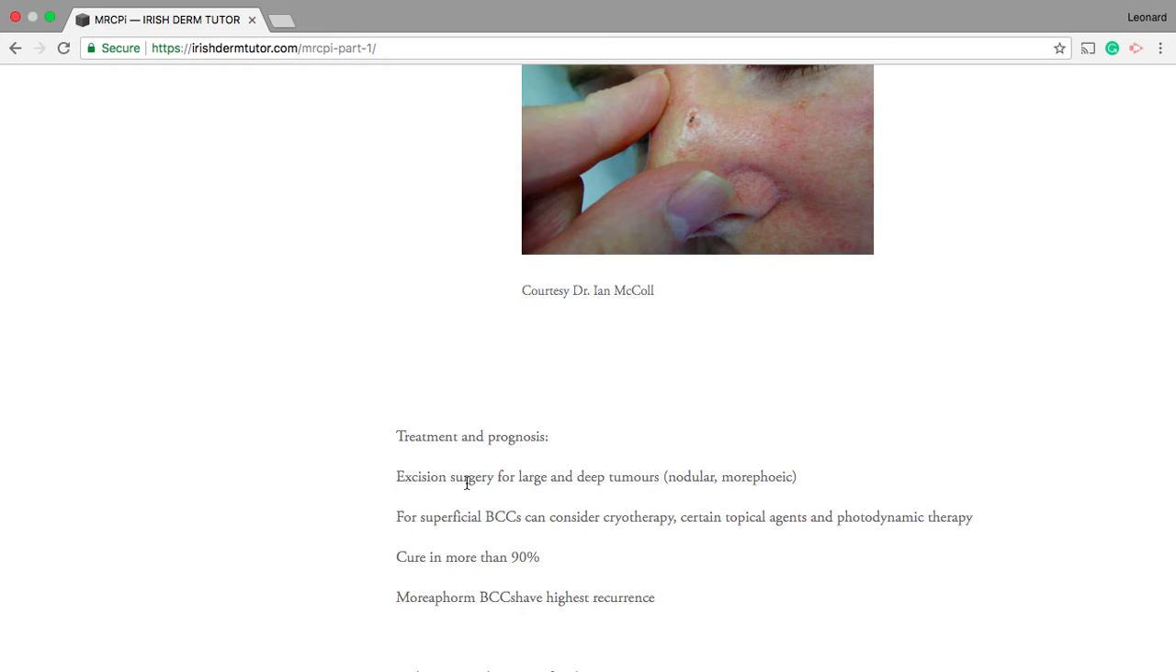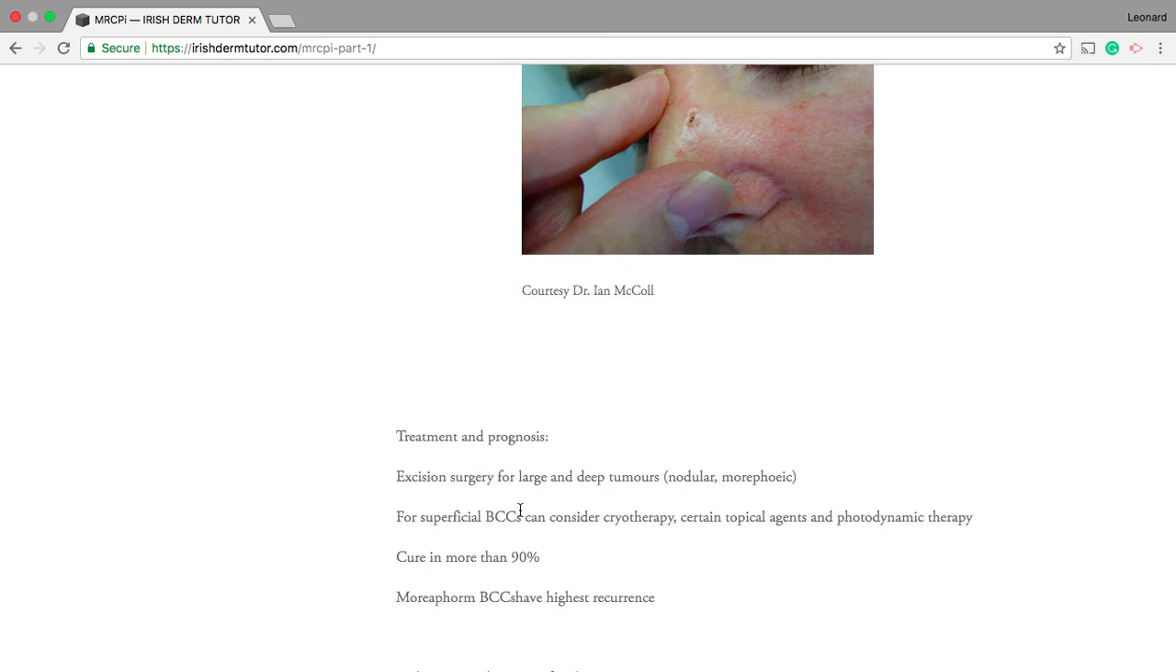But the major thing is that it's a rodent ulcer, which basically means it infiltrates slowly and slowly in its local area. So if you don't remove it, it will just infiltrate further and further in its local area. So for large and deep tumors, you often excise it. So really for nodular and morphiform BCCs, you'll need to fully excise it.